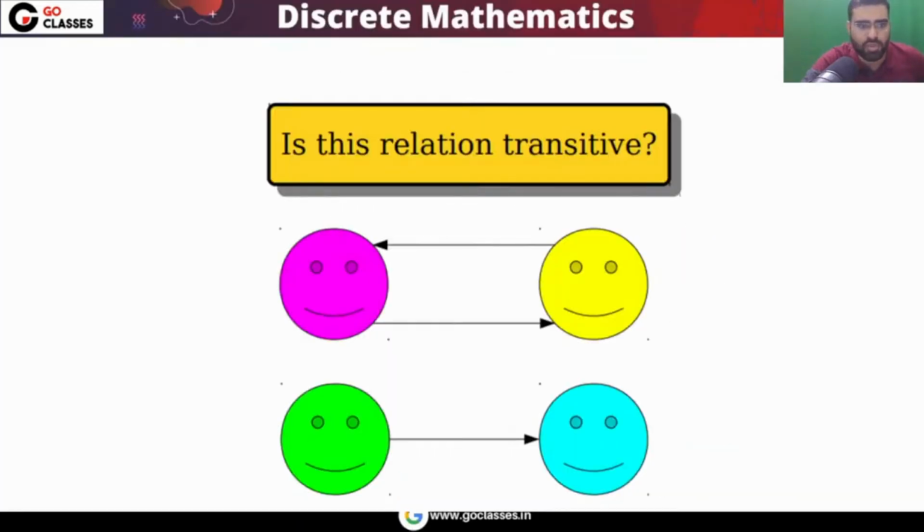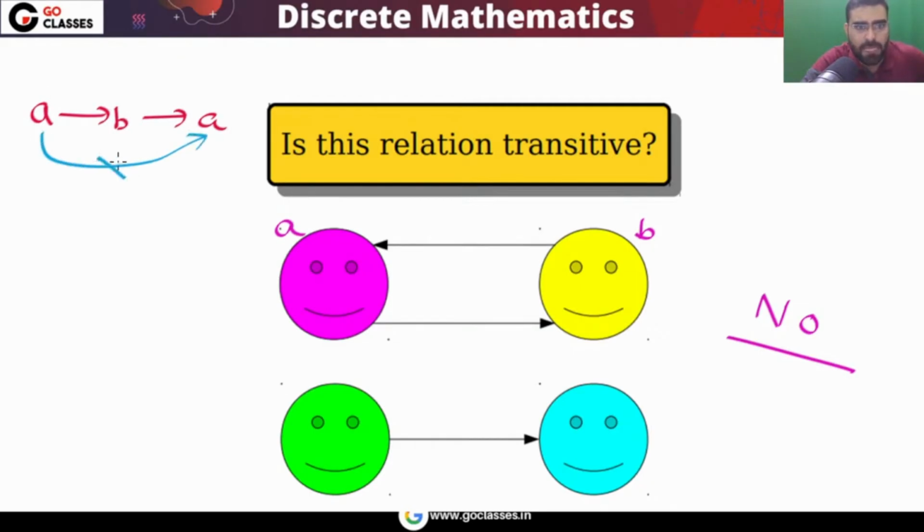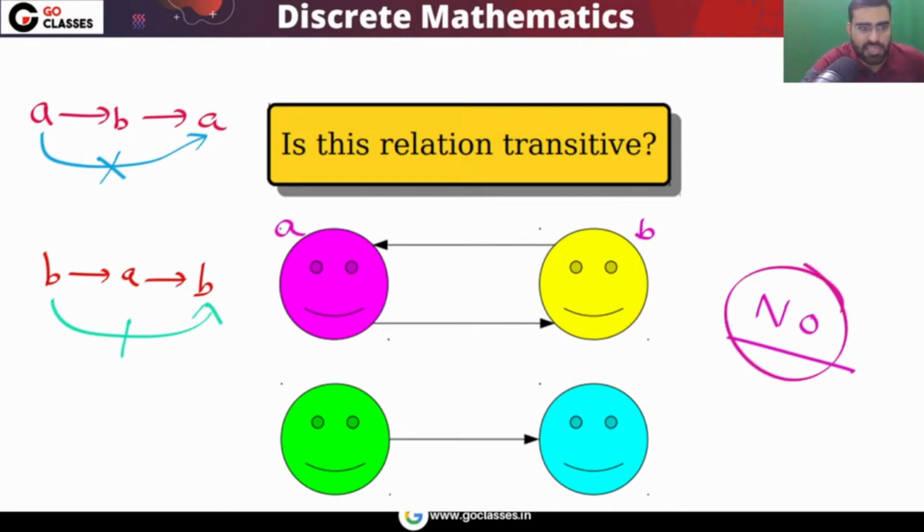Now tell me the answer for this question. Is this relation transitive? Look at this and tell me. The answer is clearly no. This is not transitive, because if you consider this as element A and element B, you can notice that A is related to B, B is related to A, but A is not related to A. Similarly, B is related to A, A is related to B, but B is not related to B. So this relation is not transitive. Very easily you can see, and this is the problem.